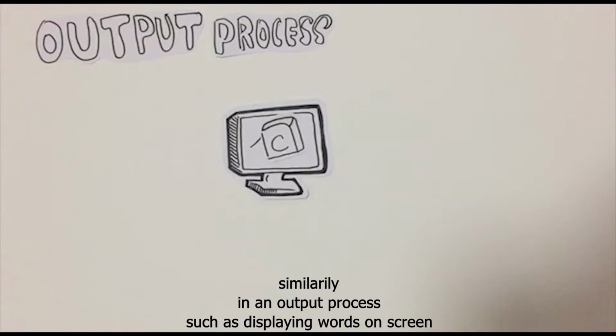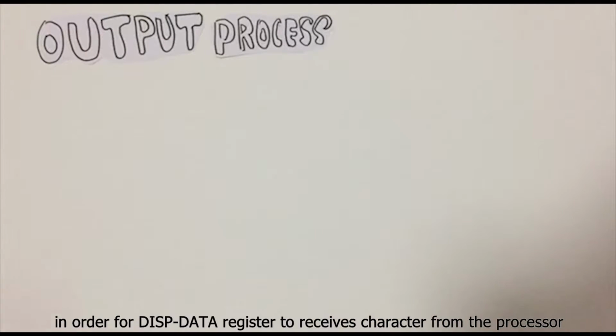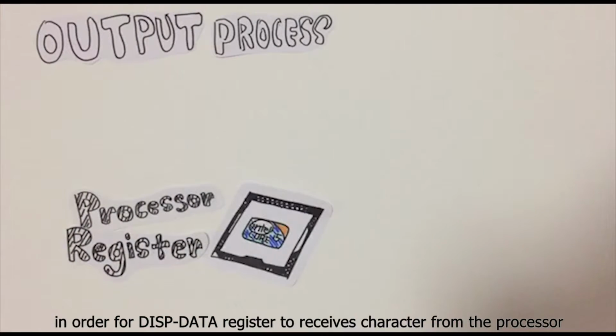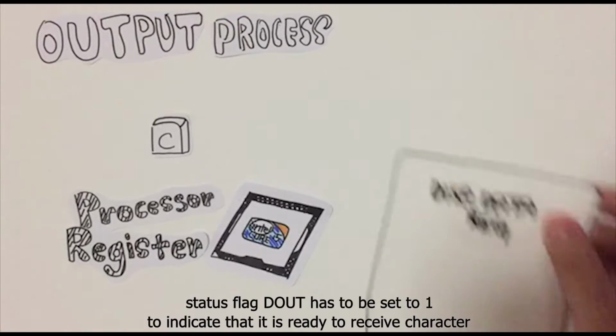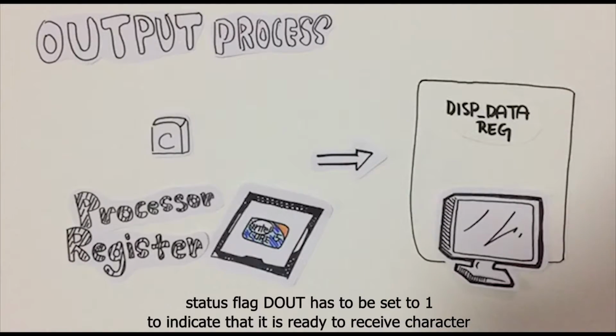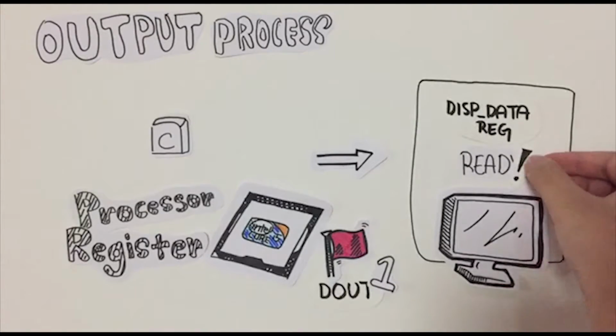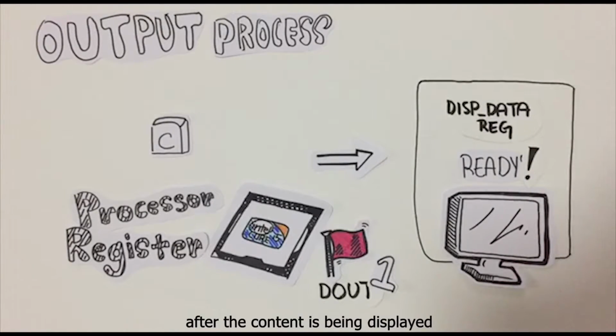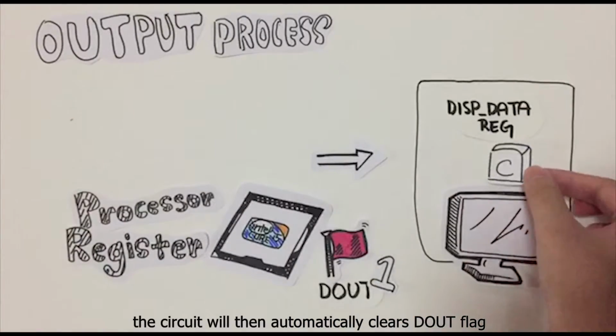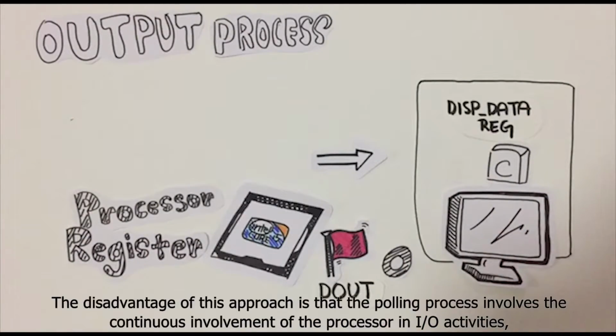Similarly, in an output process, such as displaying words on screen, in order for the display data register to receive a character from the processor, status flag DOUT has to be set to 1 to indicate that it is ready to receive a character. After the content is displayed, the circuit will then automatically clear the out flag.